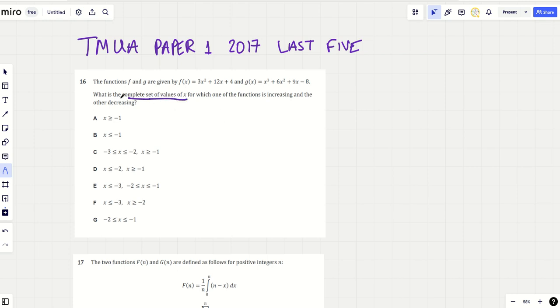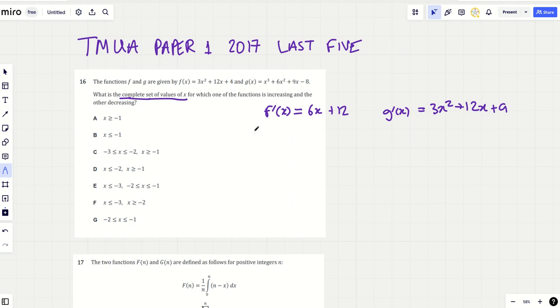Yeah, so they want the whole set of values of x for which one of the functions is increasing and the other's decreasing. Well, an increasing function is where f dash of x is greater than 0. The gradient is positive. So I'm going to work out f dash of x first, and I just get 6x plus 12. And I'm going to work out g dash of x, and I get 3x squared plus 12x plus 9.